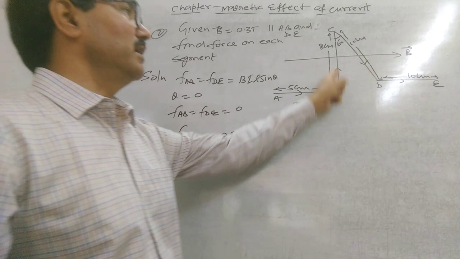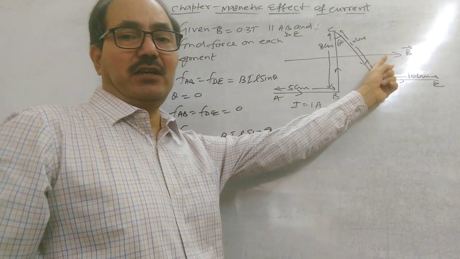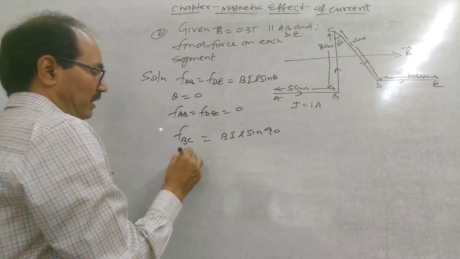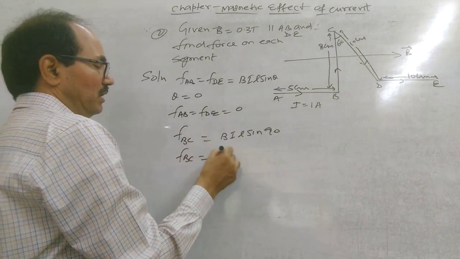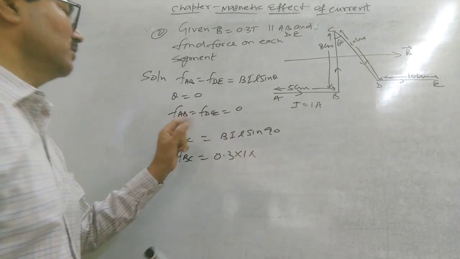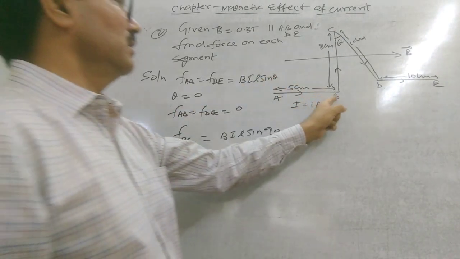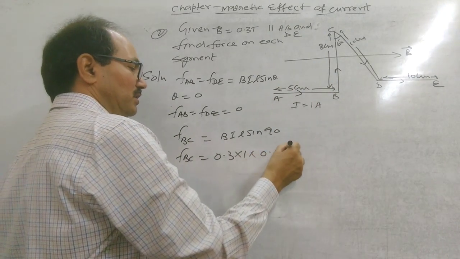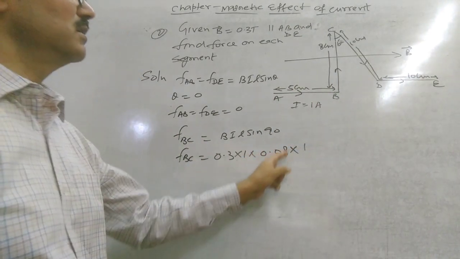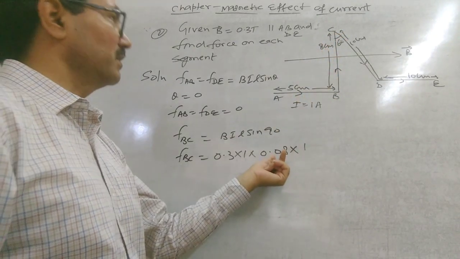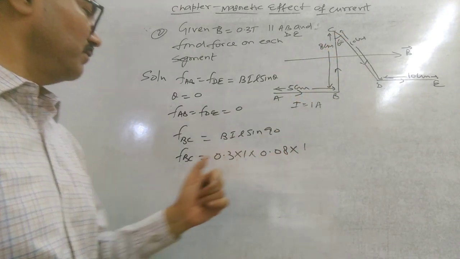Here the angle is 90 degrees with the direction of the magnetic field, and sin 90 is 1, so this F_BC is equal to B, which is 0.3, current is 1 ampere, and the length of BC is 0.08 meter, because here it was in centimeters, so I converted to meters, so this is 0.08 meter.